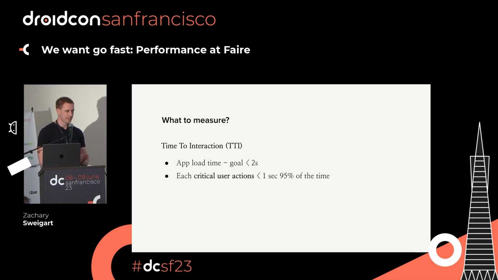And now that we had those, we had to set some measurable goals. So first we set our app load time goal to be less than 2 seconds. And then for each one of those critical user actions, we defined aiming for less than 1 second, 95% of the time for each action.